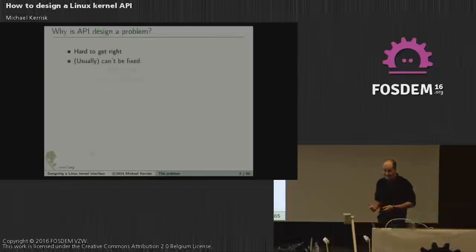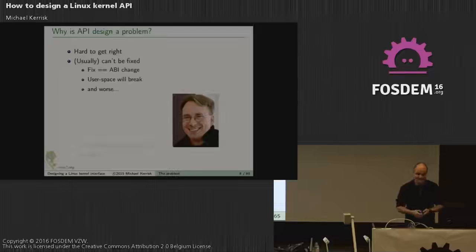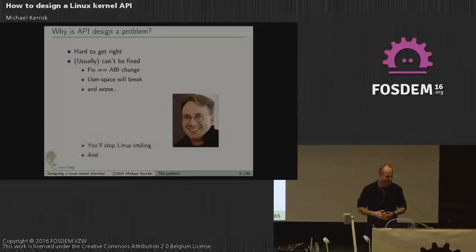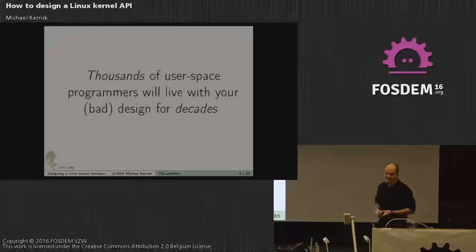API designs are hard to get right. You usually can't fix them once you've released them. The reason, of course, is that if you fix them, that usually means breaking the API, and one of the push-button ways of getting Linus to yell is to say, well, we just need to fix the API. Maybe a few applications will break. That will be pretty much guaranteed to get Linus unhappy. But the other thing, of course, is if you get this wrong, thousands of user space programmers are going to live with your mistake for decades. And the BSD sockets example I had at the beginning here is just such a case.